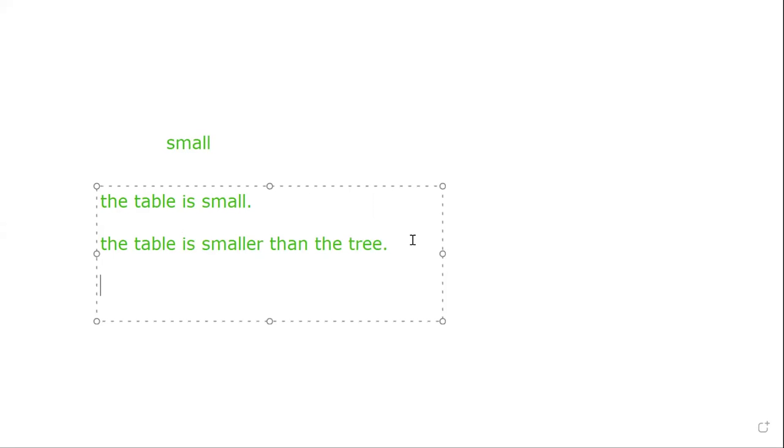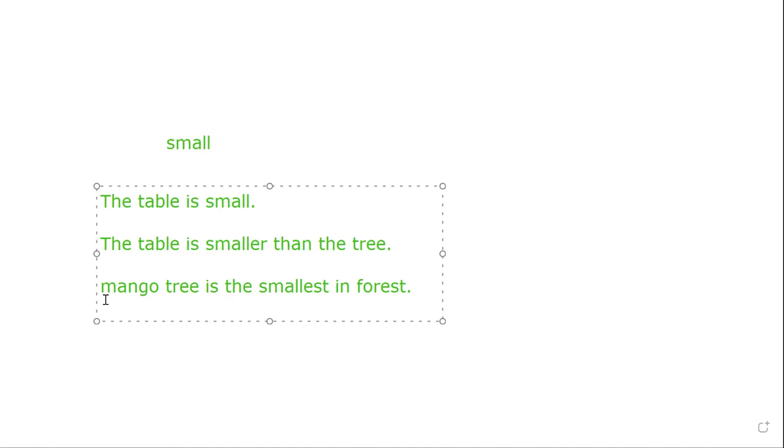And I don't know, mango tree, the tree is the smallest in the forest. Okay, let's say. All right, so this is the way you do it. Like most of this thing goes with verb to be.